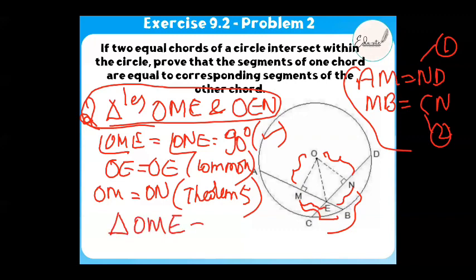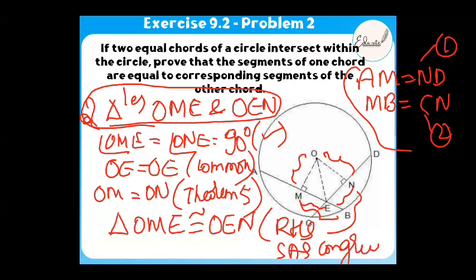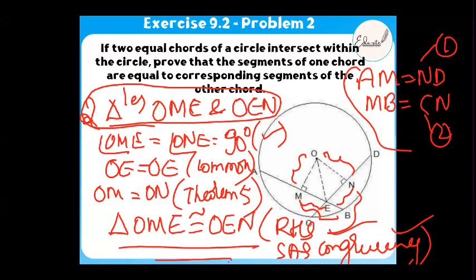Triangle OME is congruent to triangle OEN. Why is it so? Because of RHS or SAS congruency. Okay? You can write whichever you remember at that moment of time in your exam. Okay, so if this and this are congruent, the only thing that we had to prove was ME is equal to EN. To prove this, we are going to see the congruency.